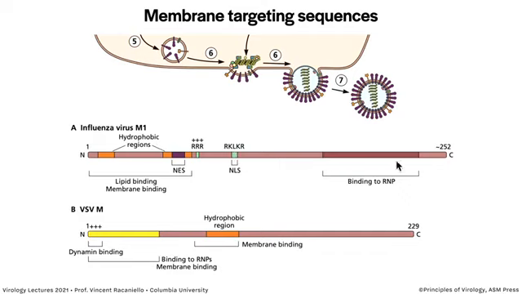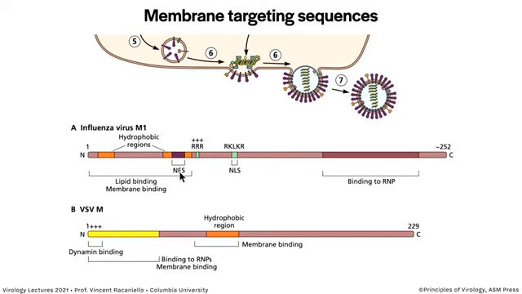And then this part of the protein is needed to bind to the RNP. The RNP, of course, consists of RNA plus the NP protein. So here is what directs the M1 to the RNA. And then here is what directs the M1 stuck on the RNP to the plasma membrane. That's how it gets there.